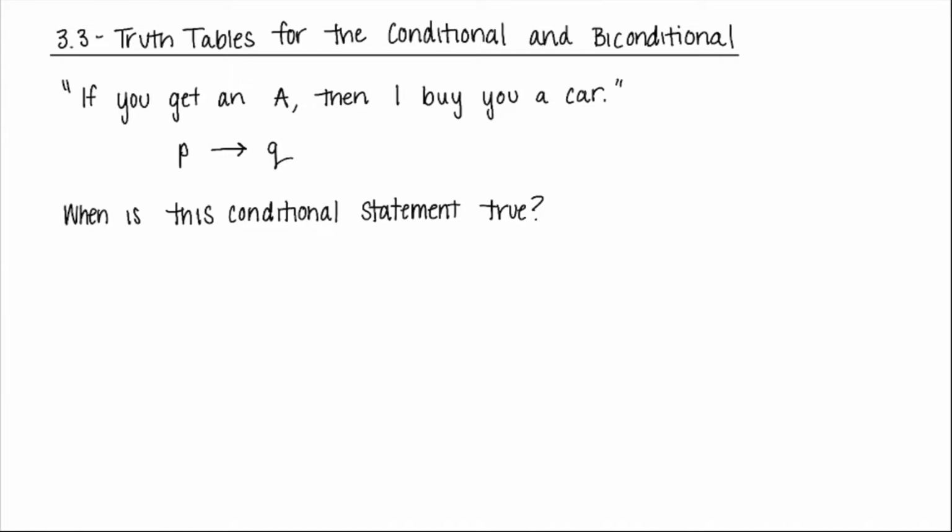Basically, I don't want to break my promise. If you get an A, I better buy you a car. If you don't get an A, what happens really doesn't matter because you didn't uphold your end of the bargain. But if you get an A and I don't buy you a car, I've gone back on my word. So the statement is going to be true except when I break my promise.